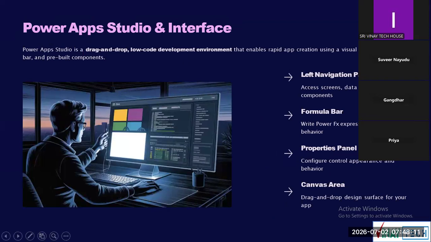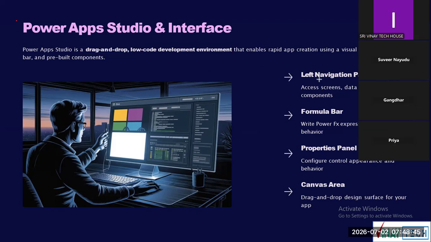This is basically Power App Studio, guys, where we build applications. Power App Studio is a drag and drop low-code development environment without setting up any servers. If you access the Power Apps URL in the browser, you can start dragging and dropping controls and implementing the application by using a low-code and no-code skill set.